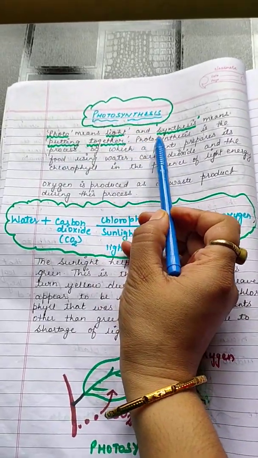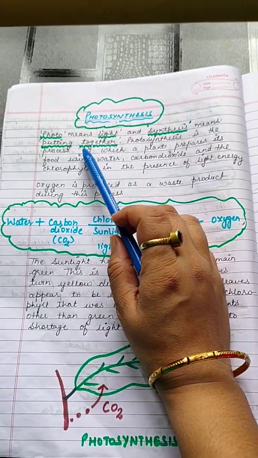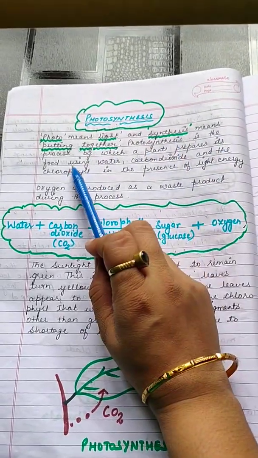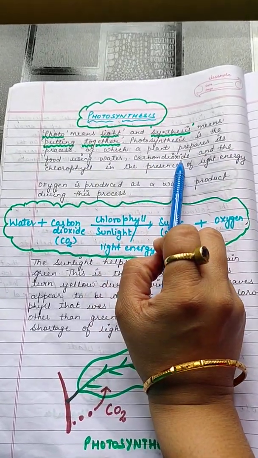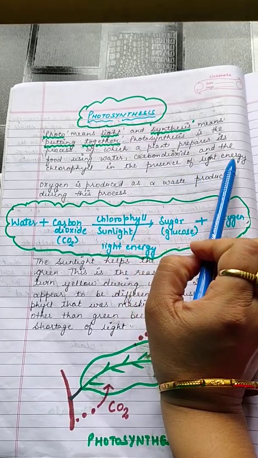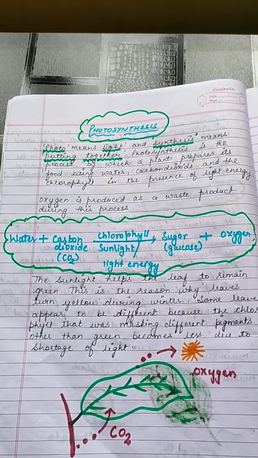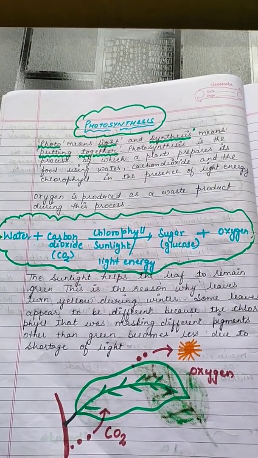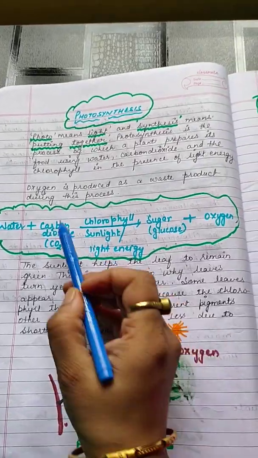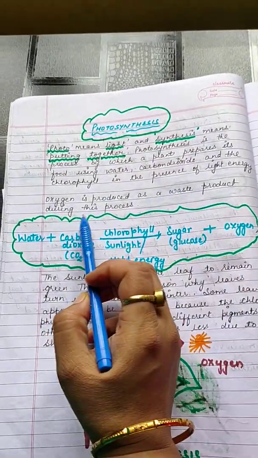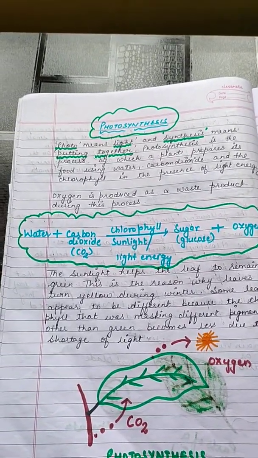Photo means light and synthesis means putting together. So photosynthesis is the process by which a plant prepares its food using water, carbon dioxide and chlorophyll in the presence of light energy. Oxygen is produced as a waste product during this process.